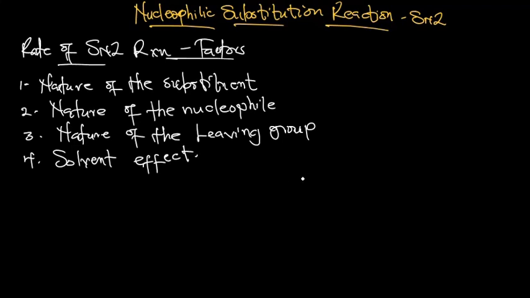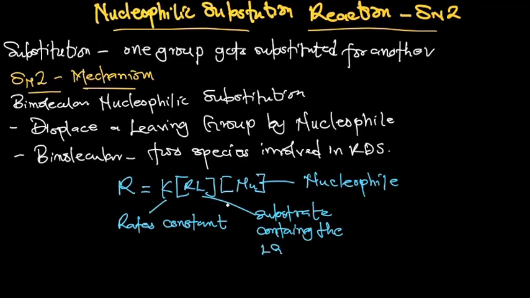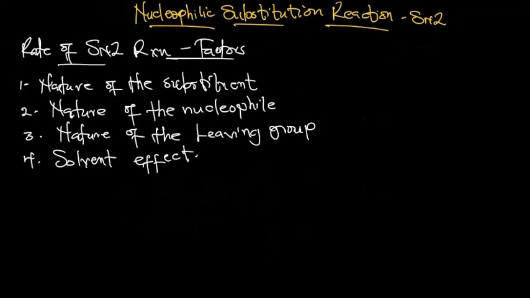Solvent effect. So the question is, how does the substituent affect the rate of the reaction? Now, we looked at the rate equation and we said the rate of the reaction depends on the concentration of the substrate and the nucleophile. And the k here is the rate constant. So how would the nature of the substituent affect the rate of the reaction? Now I'm going to put here some substituents and how they affect the rate of the reaction.